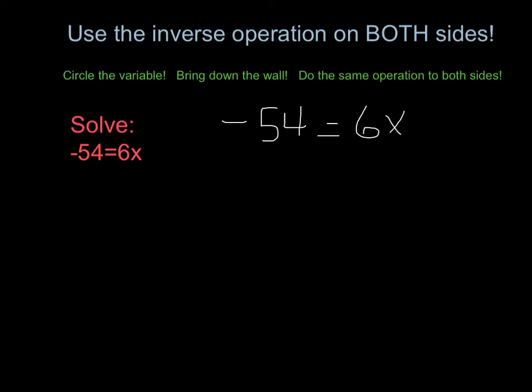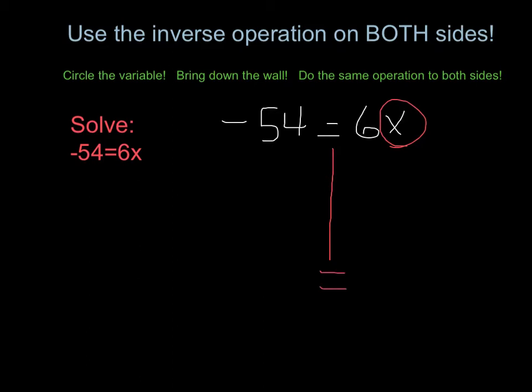And then I'm going to circle the variable, because remember, that's what I want to get by itself. And then I'm going to bring down my wall, because that reminds me that whatever I do on the right-hand side of the equal sign, I have to also then do on the left-hand side. And I'm going to write my equal sign.